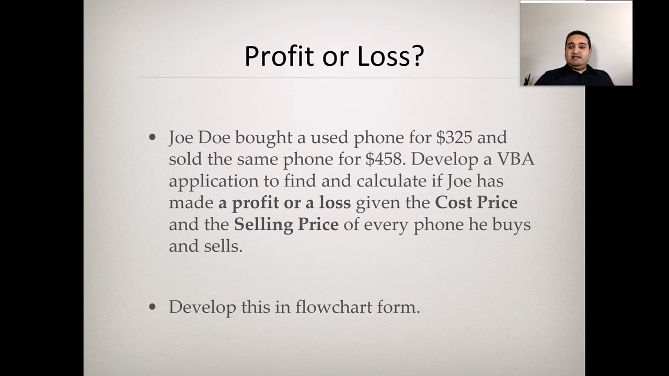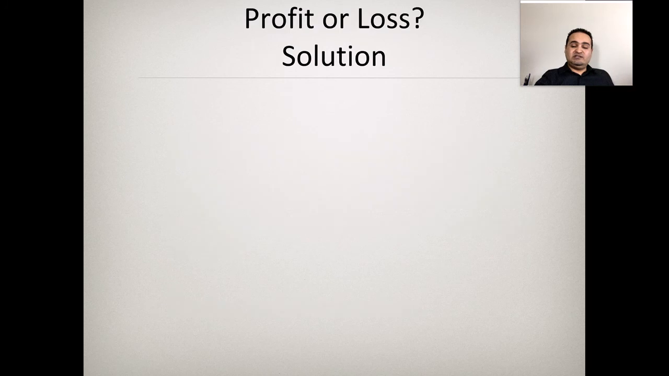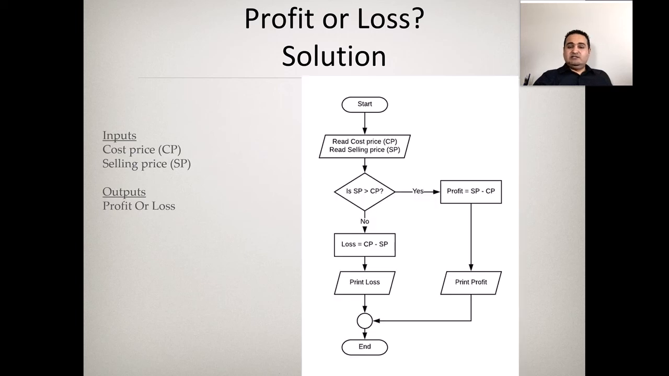If the selling price is greater than the cost price, then we actually have a profit. If the selling price is less than the cost price, then we have a loss, and we need to calculate that. That's what he wants us to do. So this is the solution for it. We need to identify first the input, cost price and selling price, and then the output will be the profit or loss.